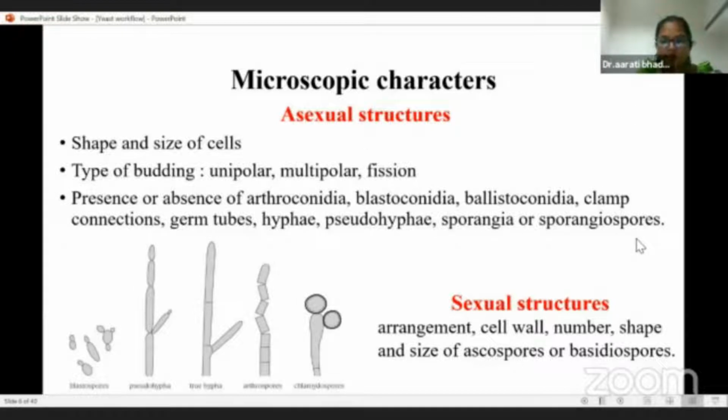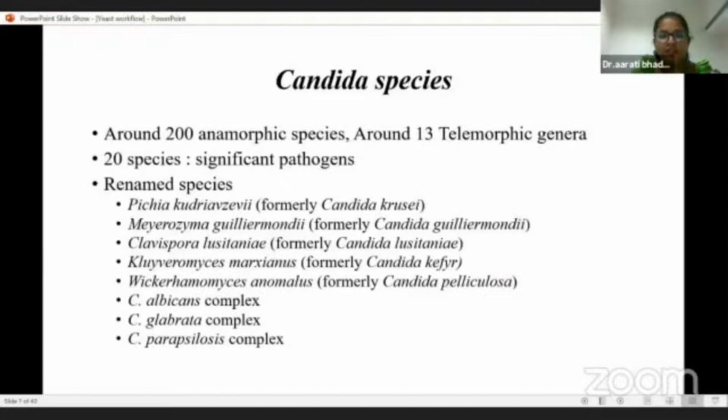In Ascomycetes, we will get ascospores, and in Basidiomycetes, basidiospores also. For sexual structures, the arrangement, cell wall, number, shape, and size also matter. According to these microscopic characters and gross features, it will give a clue for species identification, and we have to do the carbohydrate assimilation and fermentation tests and other conventional tests for detecting the species.